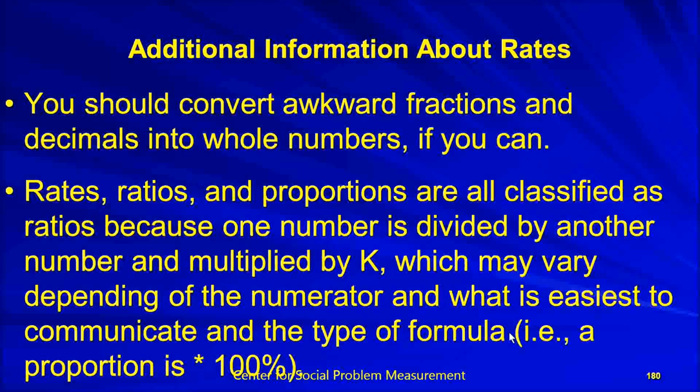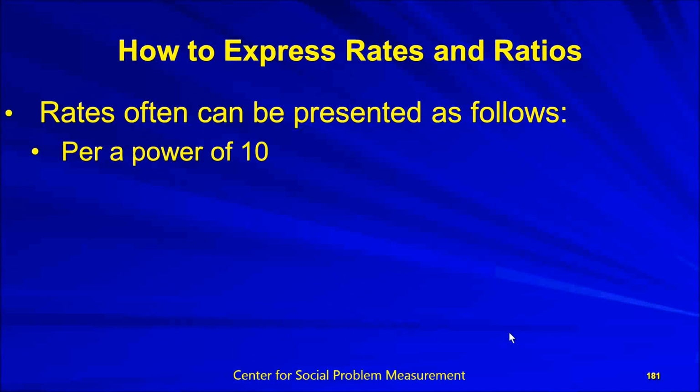Next, rates, ratios, importance, and proportions are all classified as ratios, right? We learned this in the beginning because one number is divided by another number and multiplied by a k, which may vary depending on the numerator and what is easiest to communicate in the type of formula. So we know for a proportion it's 100%. How to express rates and ratios. This is difficult because it depends on the situation that you're dealing with. So I have guidelines here, they're not rules.